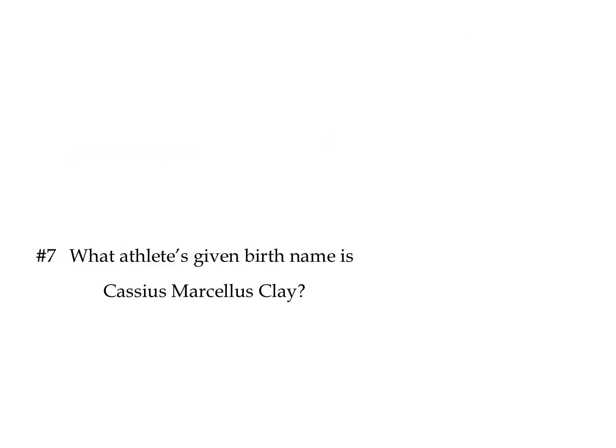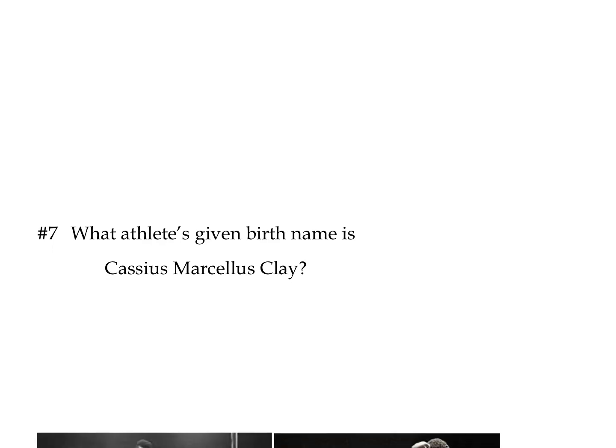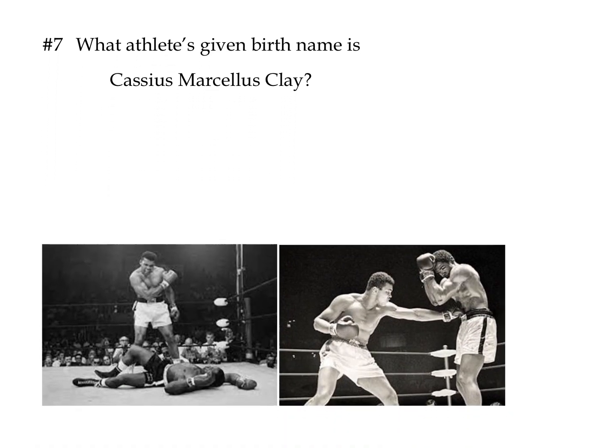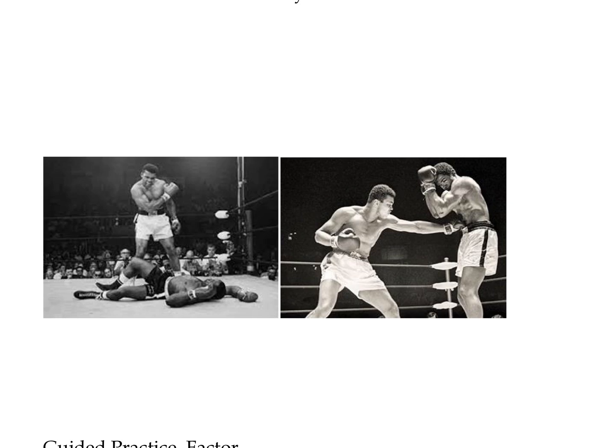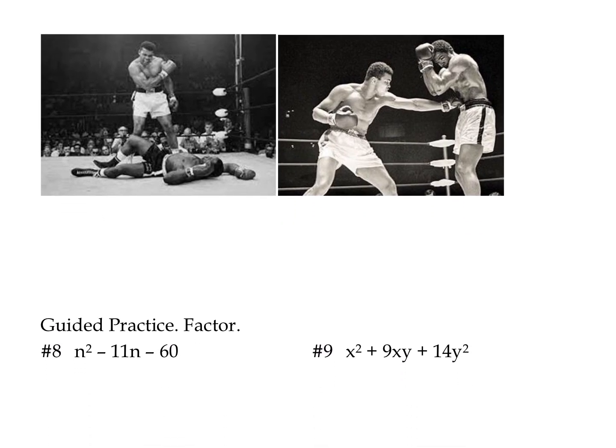All right, before we see some more factoring, what athlete's given birth name is Cassius Marcellus Clay? Cassius Clay was more popularly and commonly known as Muhammad Ali, considered the greatest, one of the great heavyweights of all time, one of the great athletes of all time. Muhammad Ali was Cassius Clay before he changed his name.